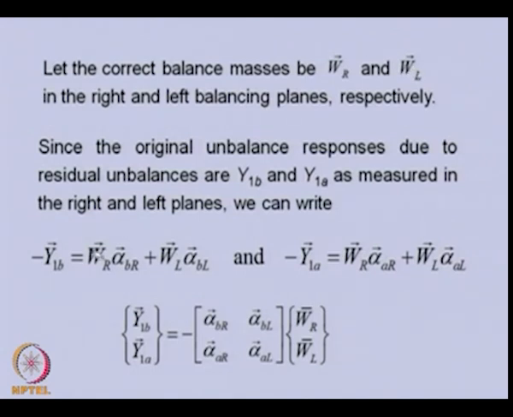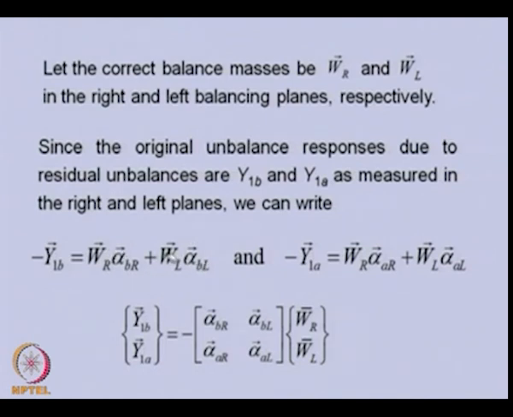If we multiply this particular correction mass with alpha BR and this one with alpha BL, because we are keeping this correction mass in the right plane and this in the left plane, with these influence coefficients we will get a displacement in plane B, because you can see in the influence coefficient the first subscript is B. So basically we will get the effect of these two in plane B in the form of displacement.